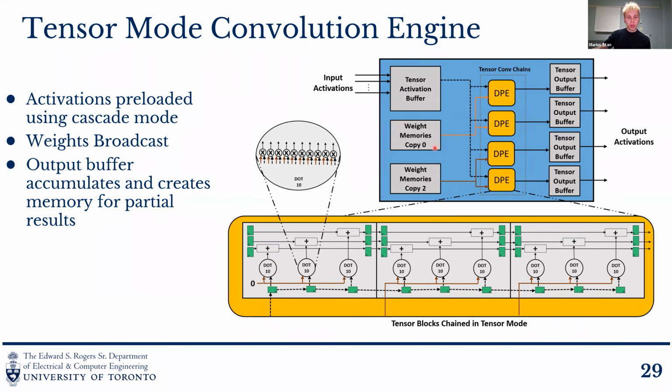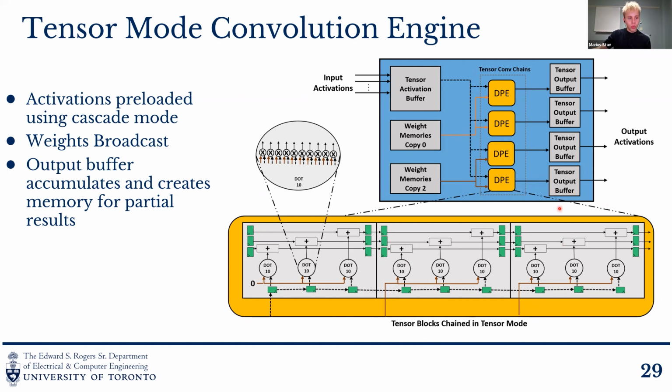We have multiple copies of the memories for timing reasons, but following this brown wire here, you'll see it feeds into the second and third block in the tensor block chain. And then we send those values into the dot product engine. We do the computations, so our 10 multiplications, accumulate the results, send them down the chain, accumulate them here as well, and then output them here. This output will go into the tensor output buffer.